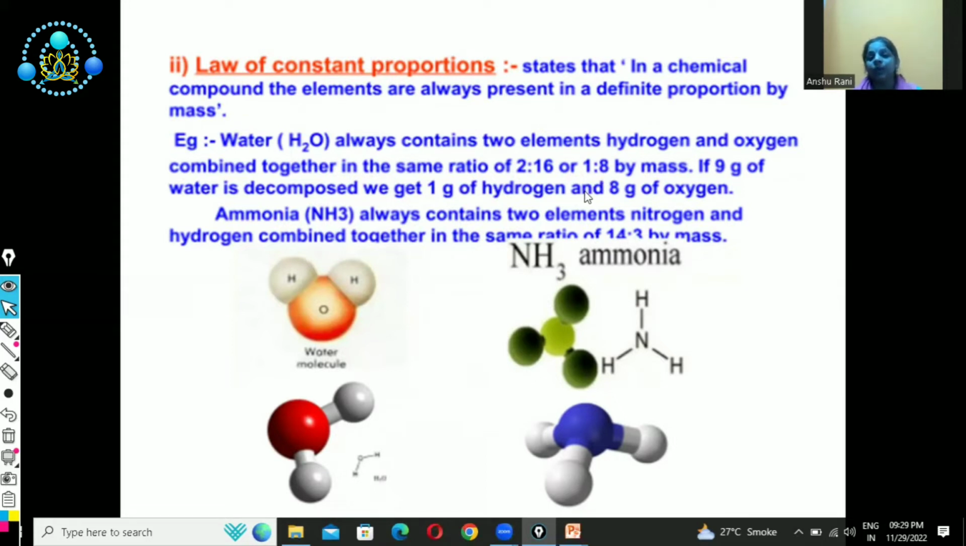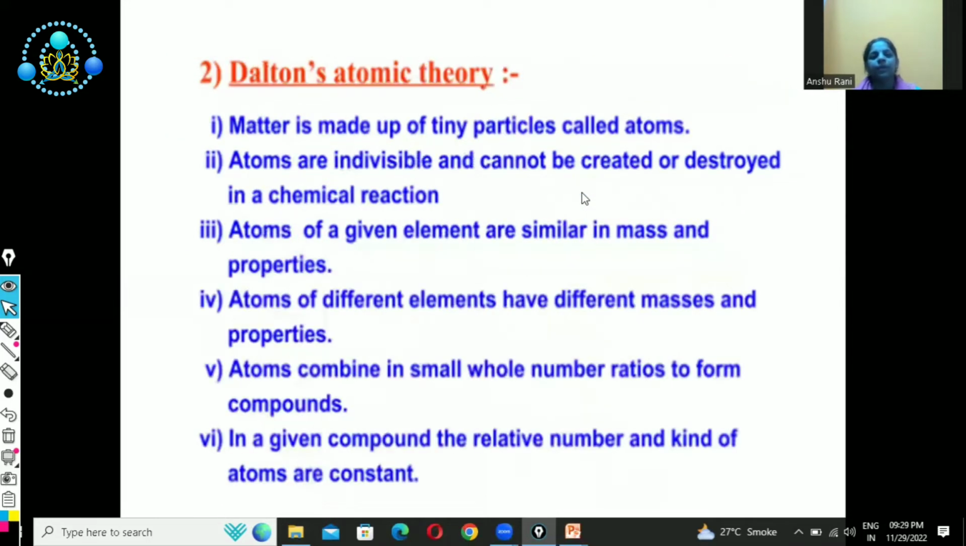This ratio will be fixed irrespective of the source from where you are taking it. You can take river water, you can take water from a canal, from India or Australia. This ratio will not change. It will always remain fixed, 1:8.